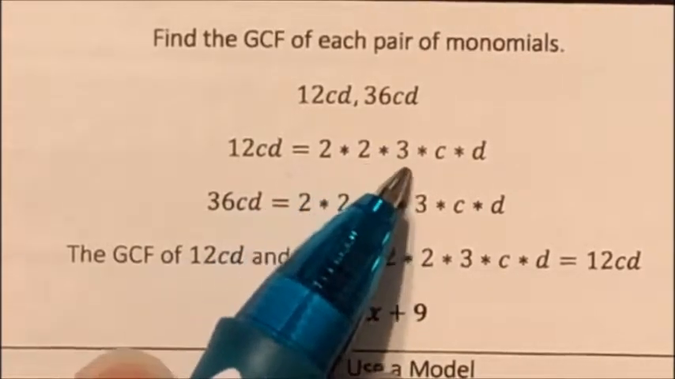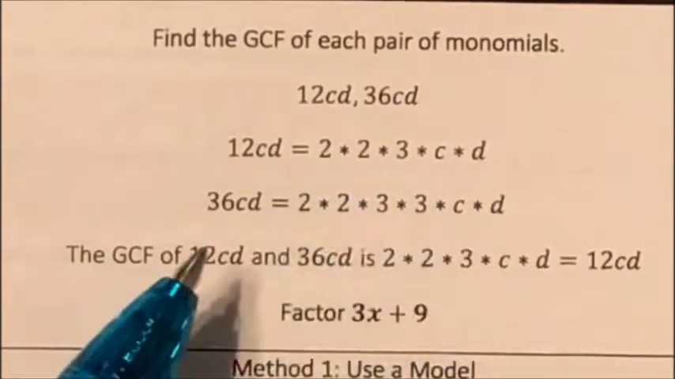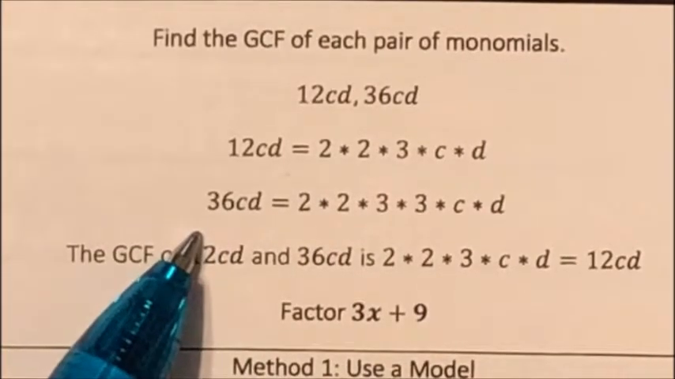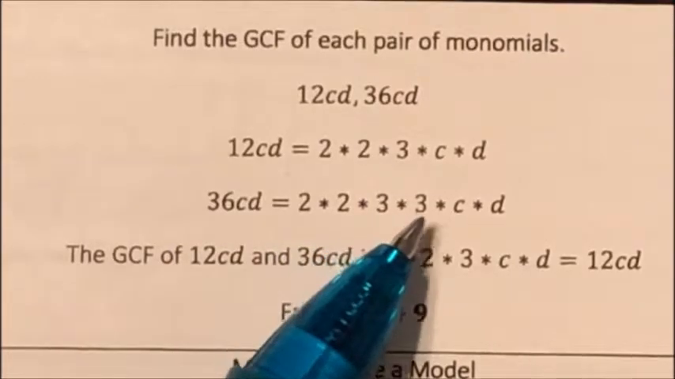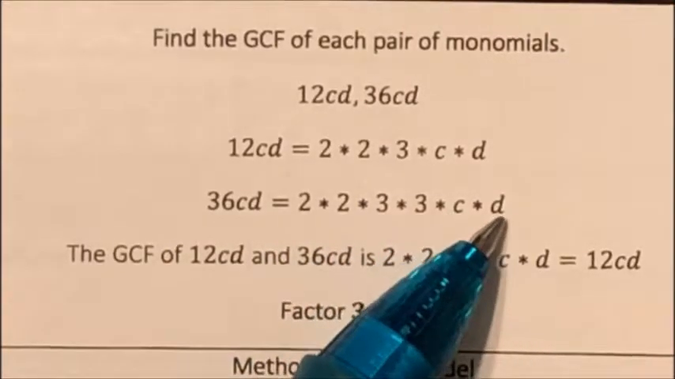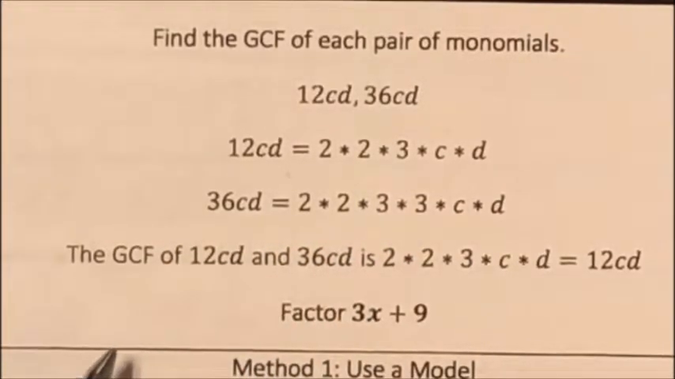So 2 times 2 times 3 times C times D. 36 CD broken down into prime factors is 2 times 2 times 3 times 3 times C times D. Okay. Then what I can do is I can look and see what they have in common.